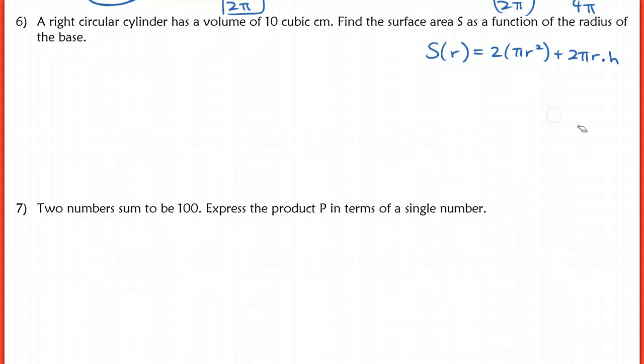Now I only want to have my surface area in terms of the radius. I need to get rid of this variable h. So let's go back to the original sentence that gives us a constraint.